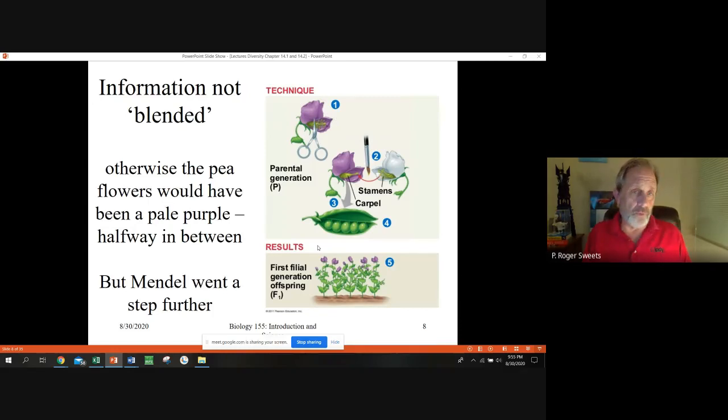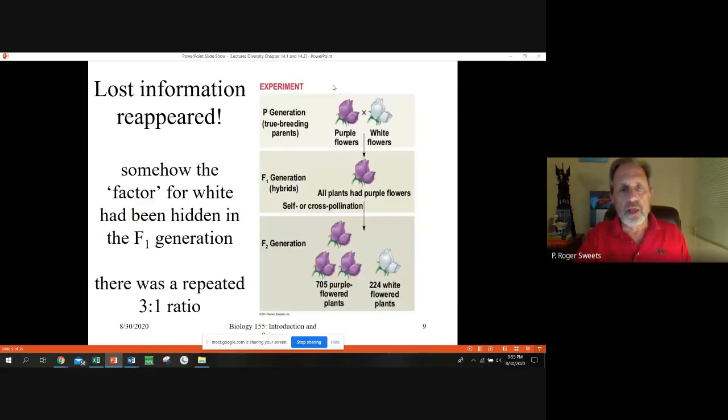And that had been seen before in other ways, but what Mendel did that was a little bit beyond that was that he went ahead and bred that F1 generation with itself. And what happened, of course, as you know, is that that lost information, the white, which disappeared within that first generation, suddenly reappeared. So we had the P generation of true breeding plants, the F1 generation, the hybrids, all plants have purple flowers. He let those actually go ahead and cross-pollinate with themselves. And then that F2 generation came up, and somehow the factor, which is what the term he used was, for white, had been hidden in the F1 generation, now reappeared in the F2 generation.